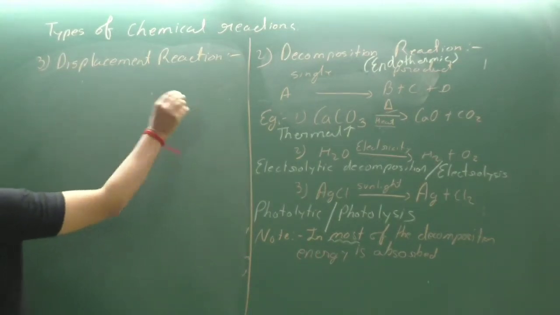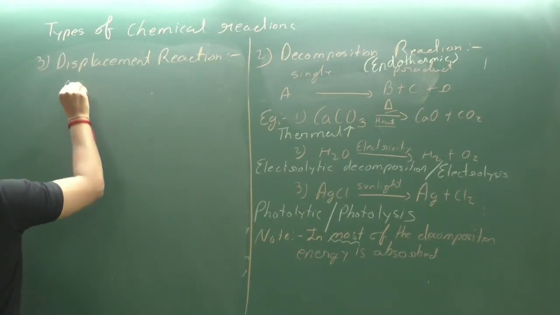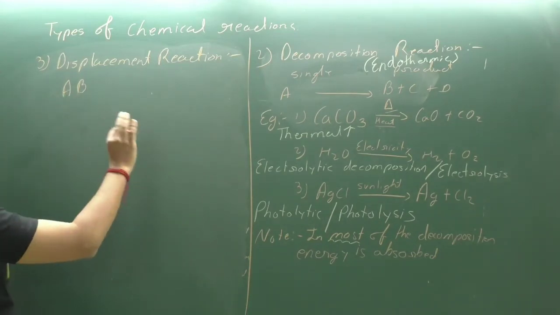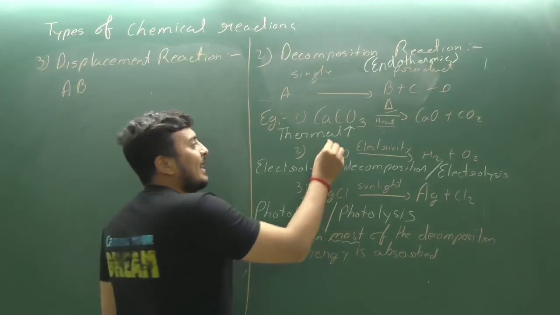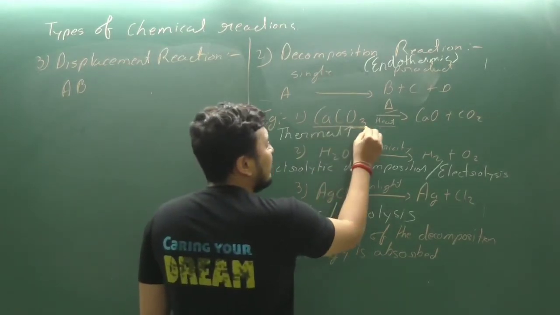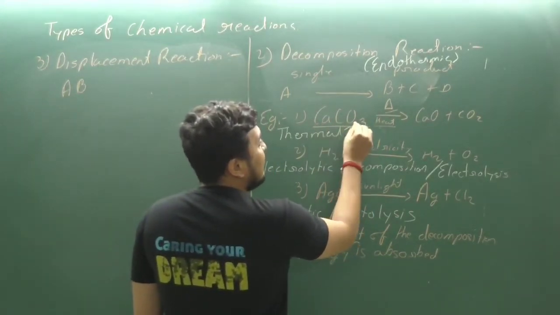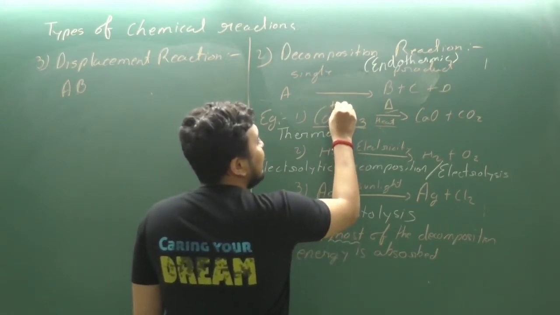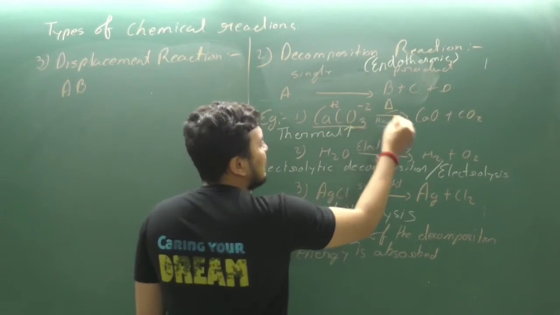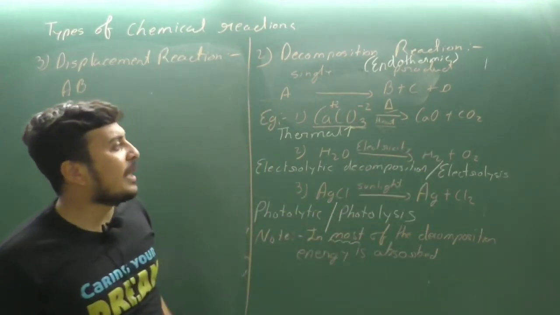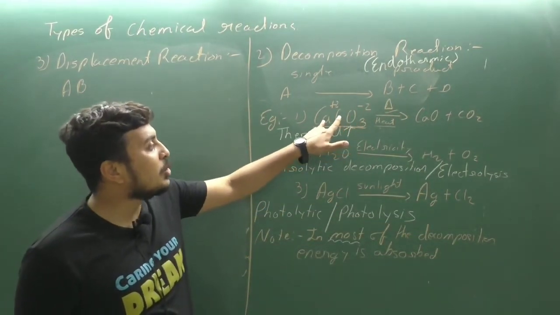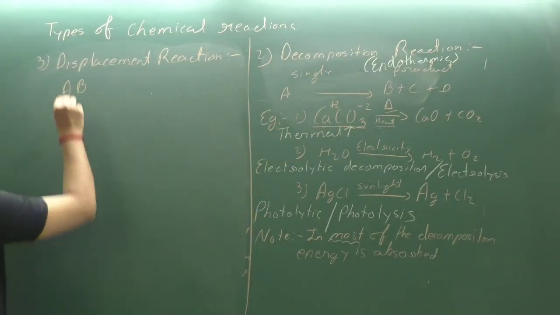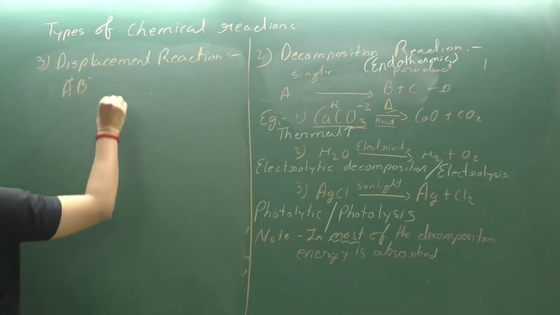Let us start from the equation. If there is a compound AB, why have I written AB? Because a compound is always formed by a positive ion and a negative ion. I need to represent positive and negative ions differently. See, calcium carbonate, CaCO3. Here Ca is a plus 2 ion and CO3 is a minus 2 ion. So a positive ion and a negative ion combine and form a compound. So I have written AB. Suppose A is positive, B is negative.